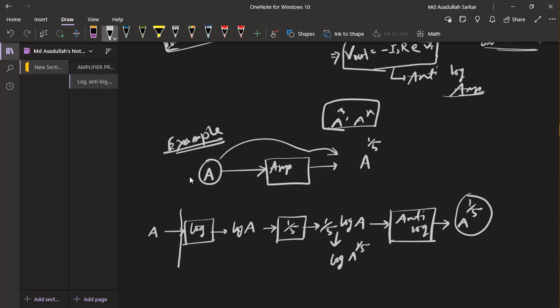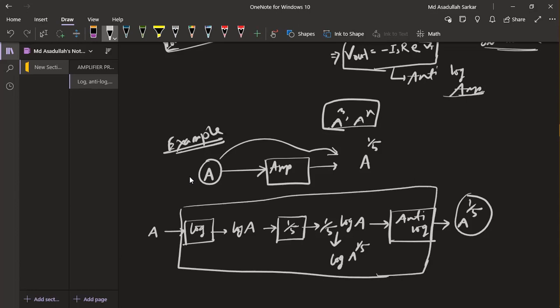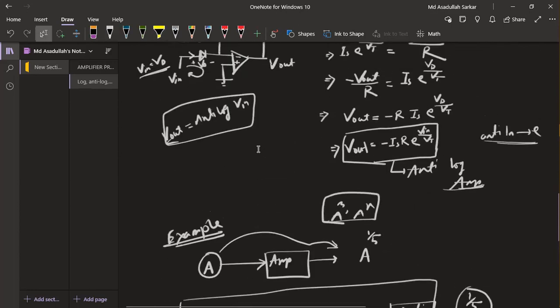So these are the circuits of the logarithmic and anti-logarithmic amplifier. Hope that you guys understood well.